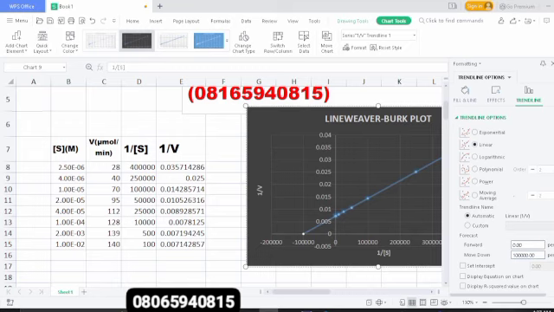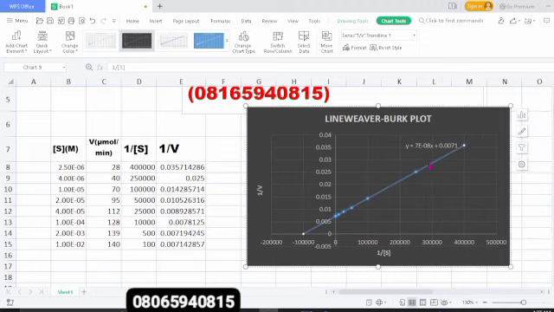Now the next thing you need to do is look for the equation of this line. If you remember your general equation for a straight line, y equals mx plus c, how do you get this equation? It is right here. Look at this checkbox that says display equation on chart. All you have to do is click that, and there you have your equation on the chart. Your straight line equation for this graph is y equals 7 times 10 raised to the power minus 8 x plus 0.0071. If you compare that to your general equation of a straight line, you already know that your y-intercept c is 0.0071. Your slope m is 7 times 10 to the power of negative 8.